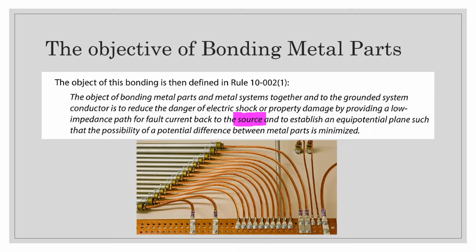Remember that all electrons need to go back to the source, and to establish an equal potential plane such that the possibility of a potential difference between metal parts is minimized. So again, this is when shock, when voltage occurs, if there is any sort of potential difference between one metallic object and another metallic object, and you touch both of those objects, then that potential difference is going to want to even out, and it's going to even out through you if you're connected to both of those.